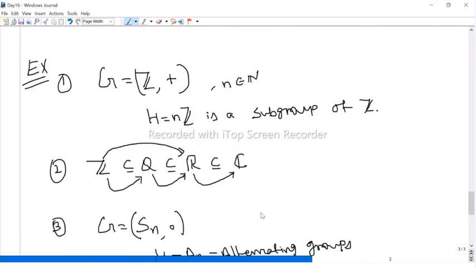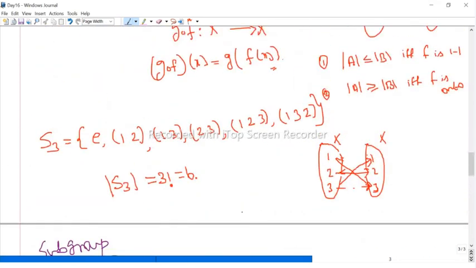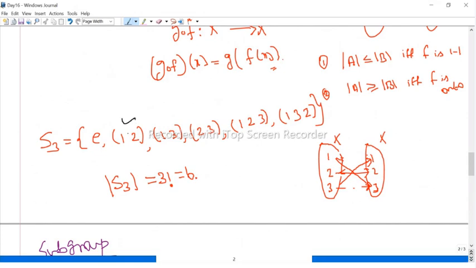For example, take the previous case in S3. Look at this permutation: it is a cycle of length 2, therefore it is called a transposition. This is also a cycle of length 2, therefore also a transposition. This one is also a cycle of length 2, therefore also a transposition. But this one has length 3, therefore we call it a 3-cycle.